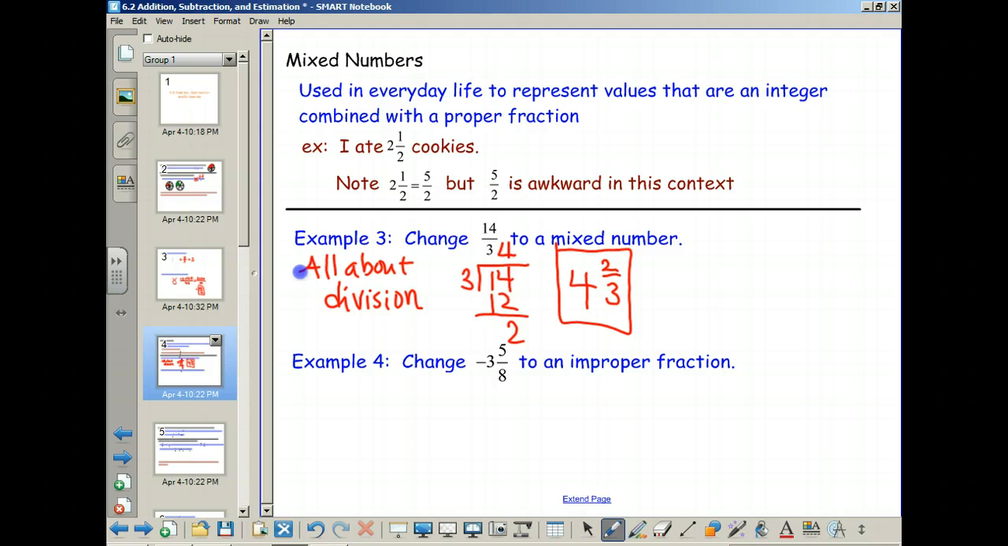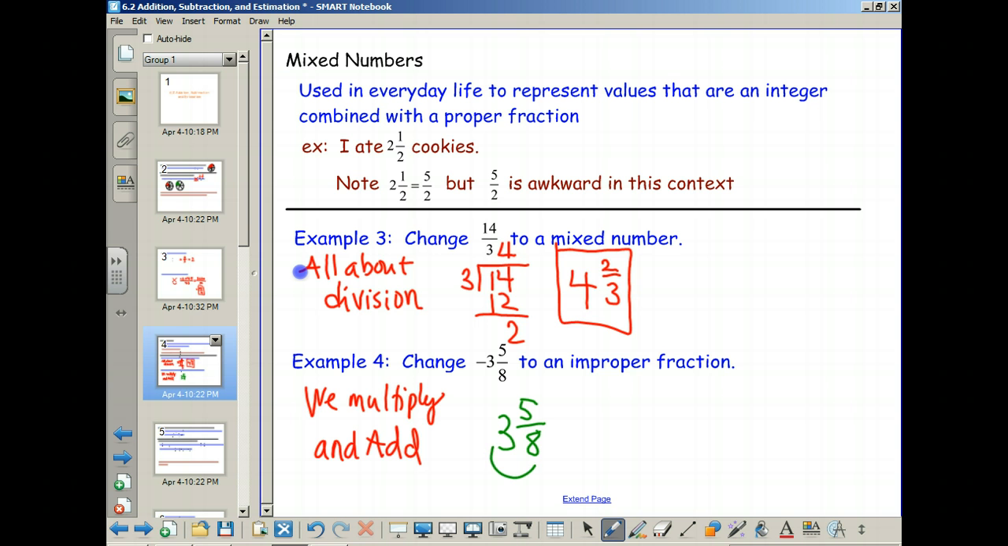Now, when you turn something from a mixed number back into an improper fraction, it's about multiplication, addition actually. So we multiply and add. And I'm going to make it a little bit bigger. The negative is part of the answer, it's just a negative number. So I'm going to ignore the negative for the moment, okay? My answer is going to be negative, but the work in between is needed. So I'm going to write down 3 5/8.